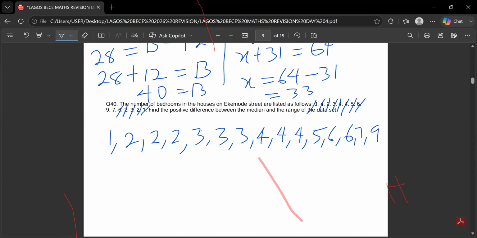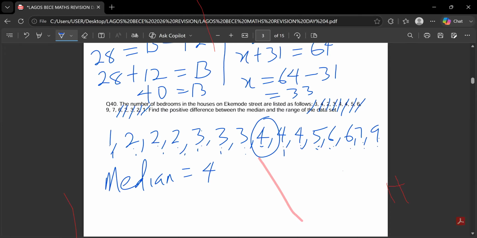So let's calculate how many numbers there are. Take counts: 1, 2, 3, up to 15. Good. This is 15, so the median will be the 8th number. Counting 1, 2, 3, 4, 5, 6, 7, the middle number is 4. So the median here is equal to 4.